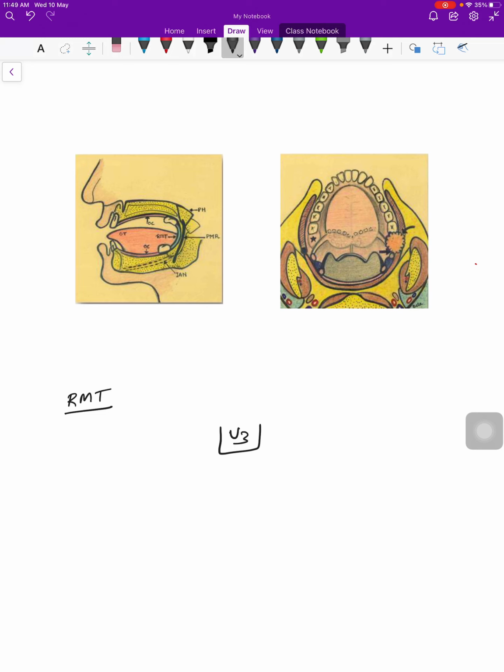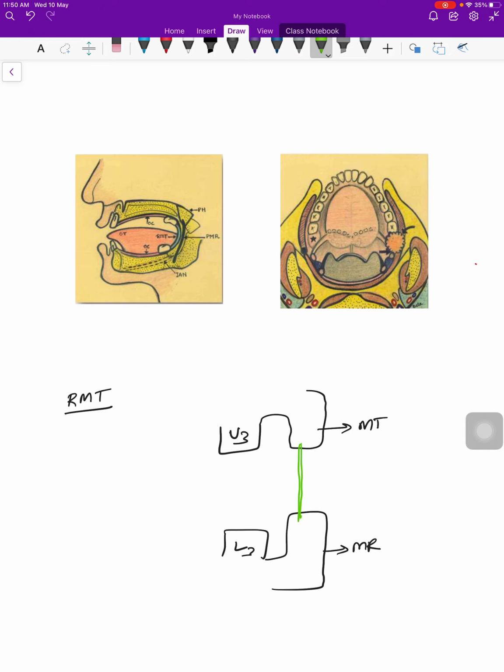Look at this. This is the upper third molar. This is the lower third molar. This is the part of the maxilla, that is the maxillary tuberosity, and this is the part of the mandible, that is the mandibular ramus and its adjacent parts. These two parts are connected by a tough fibrous band that is called the pterygomandibular raphe.